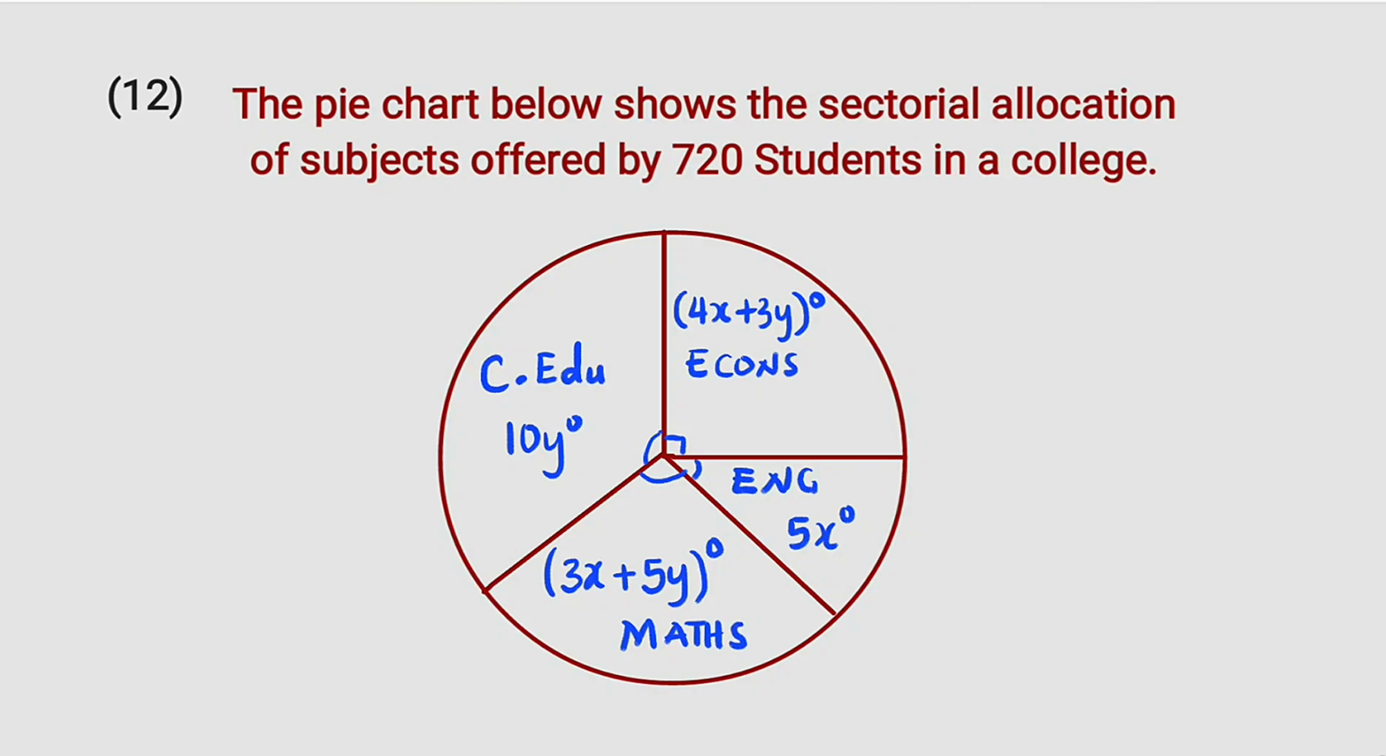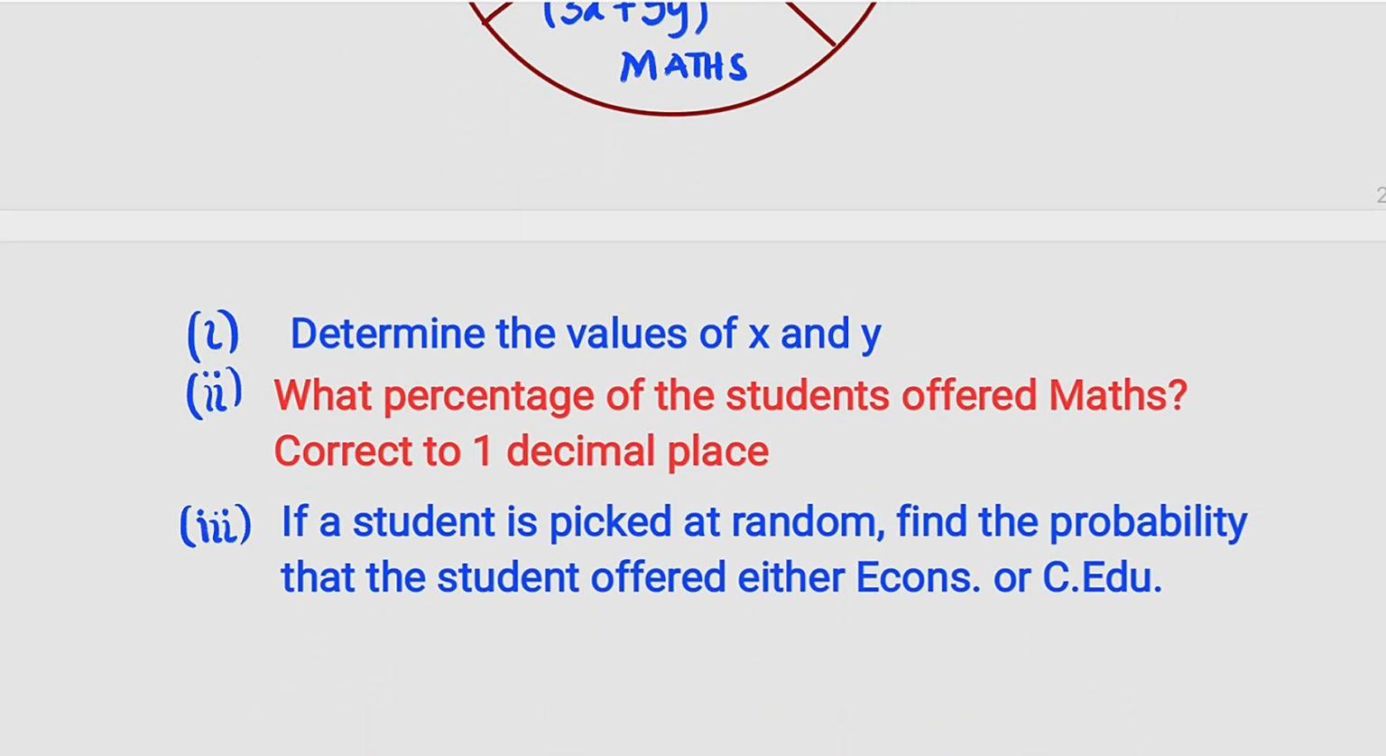Here is the last question on the NECO 2022 mathematics examination. And I am ready to accept corrections wherever you detect any error. So question number 12 reads: the pie chart below shows a sectorial allocation of subjects offered by 720 students in a college.